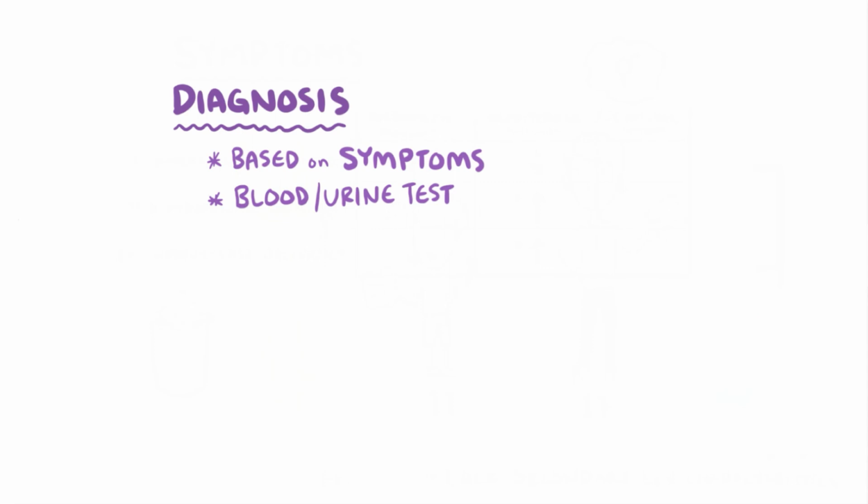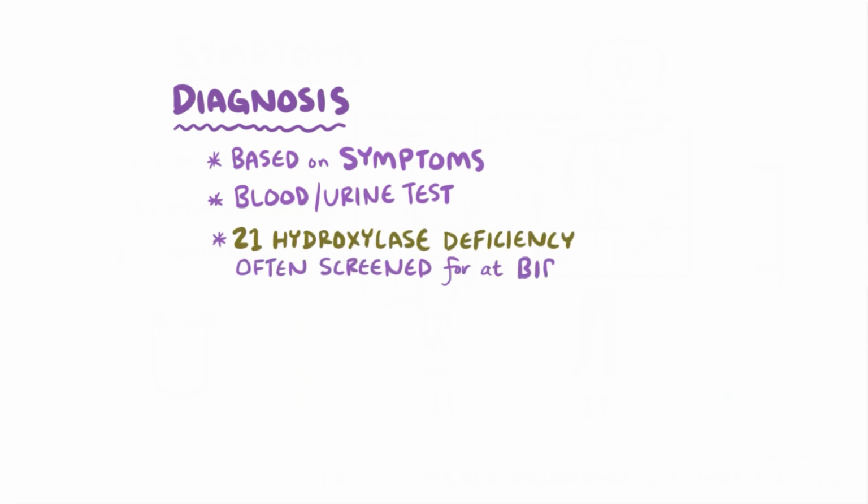In a lot of countries, including the United States, 21-hydroxylase deficiency is screened for at birth, and will show elevated levels of 17-hydroxyprogesterone if positive.